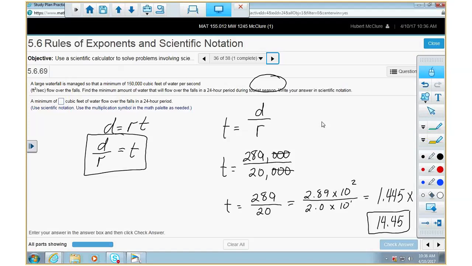All right, now this is a unit conversion. We can do this one. I'll show you how to do unit conversions while we're doing it. A large waterfall is managed so that a minimum of 150,000 cubic feet of water per second flows over the falls. Find the minimum amount of water that will flow over the falls in a 24-hour period. So I'm going to let you work on that, and then I'm going to set it up in a unit conversion problem. They don't call it unit conversions in your book. They call it comparing something, something, something.